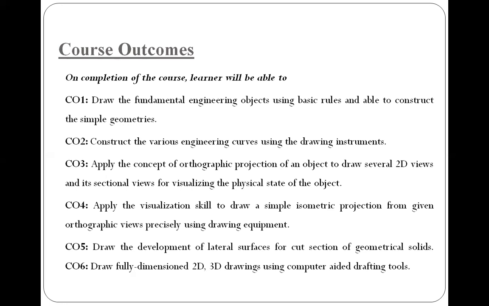Next outcome: apply the visualization skill to draw simple isometric projections from a given orthographic view precisely using drawing equipment. Then, the learner will be able to draw the development of lateral surfaces of truncated solids. And the last one: as one unit is based on computer aided drafting, after studying unit number 2, the learner will be able to draw fully dimensioned 2D and 3D drawings using a computer aided drafting tool like AutoCAD.